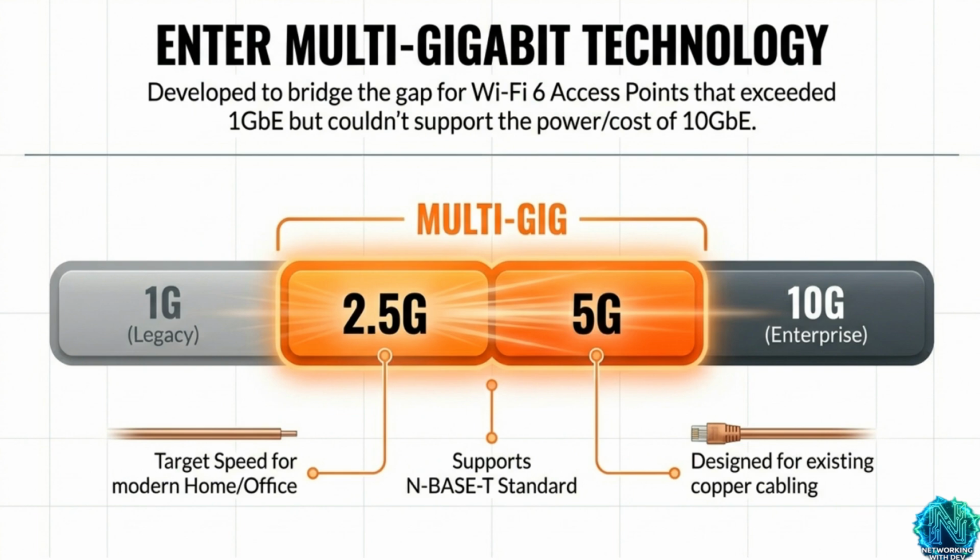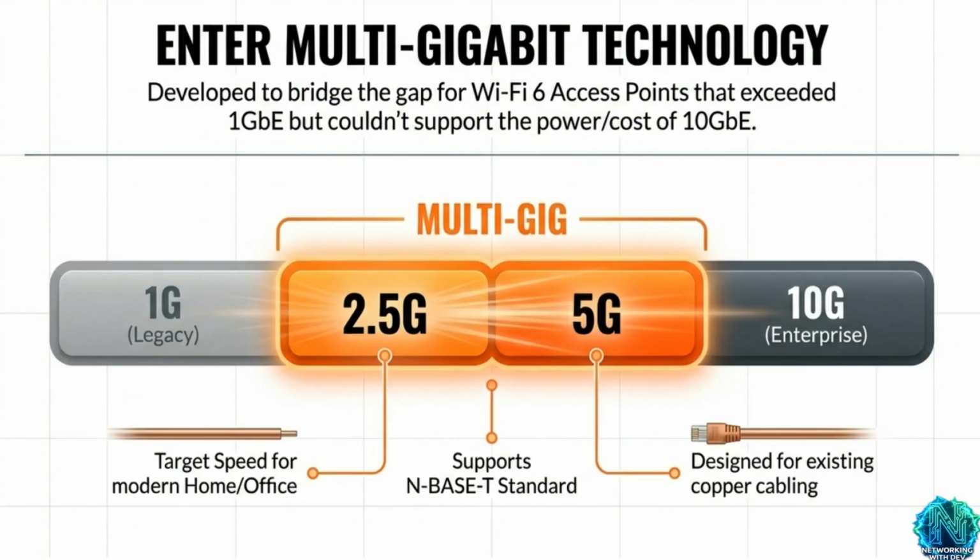We've seen how PoE can power a device, but as our Wi-Fi 6 access points started demanding more than 1 gigabit of data, we hit a major infrastructure wall. Standard 10 gigabit gear is expensive and often requires specialized cabling. To solve this, the industry developed multi-gigabit technology, specifically designed to squeeze more speed out of the copper cables you already have in your walls.